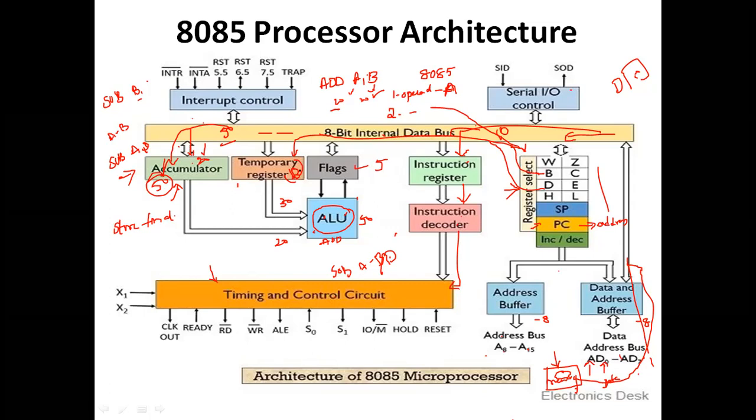Now the subtraction operation has to be done. Here 10 will be given and here 50 will be given. So 50 minus 10, that is 40. This 40 is going to be stored again in the accumulator register. Like this, the operation is going to be done. This is how the actual working of the 8085 microprocessor is going to be.